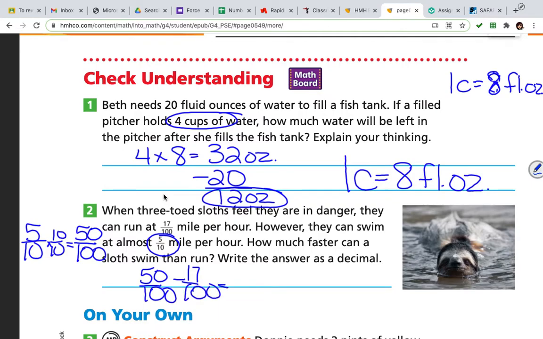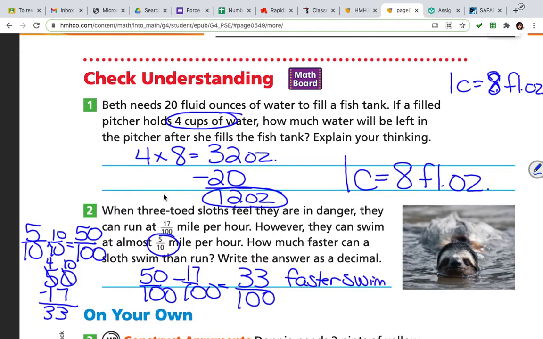So let's subtract 50, take away 17. Some of you probably did it in your head. So take away from the 5, it becomes a 4. This becomes a 10. 10 take away 7 is 3. 4 take away 1 is 3. The sloth can swim 33 hundredths faster by swimming versus running. Okay, 33 hundredths mile faster swimming than running. That is it.